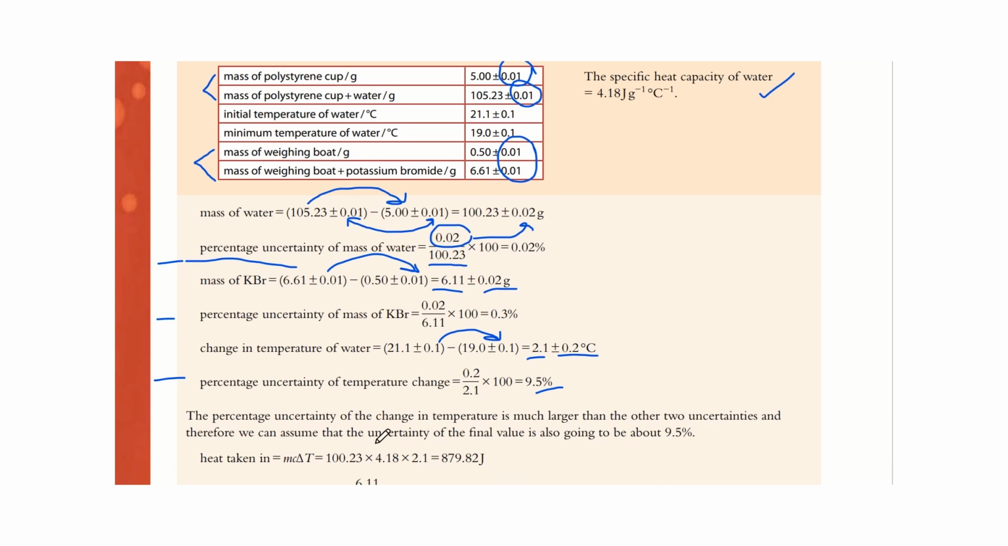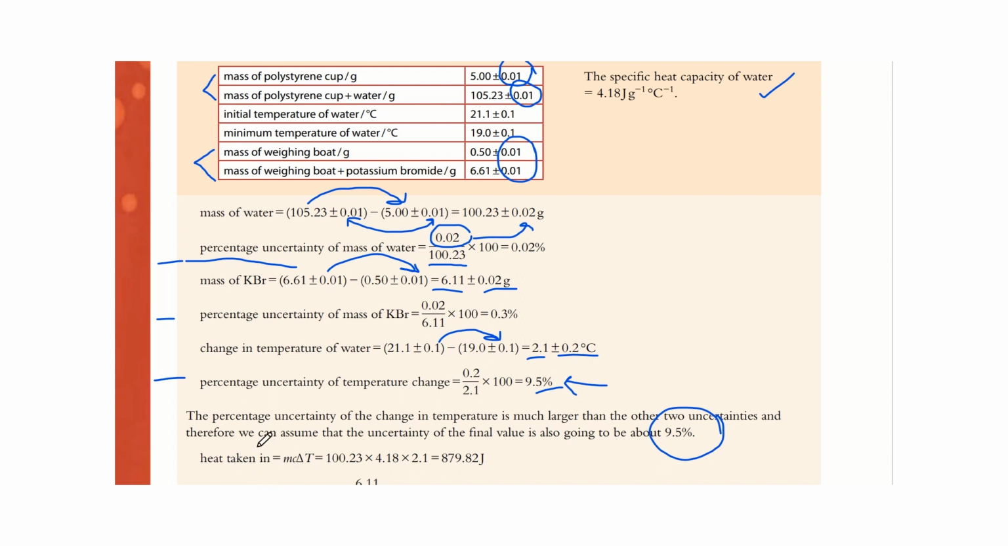It means that most of the uncertainty that we have is because of the change in the temperature and not because of these, because these are very small and they're not going to make much of a difference. So therefore, we can assume that the uncertainty of the final value is going to be due to the largest uncertainty, which is that of the temperature. So then we go ahead and we start calculating.